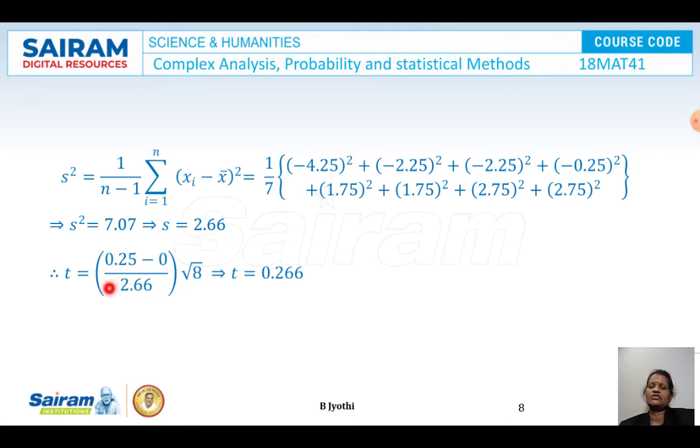Now let us substitute in the formula of t, which gives us 0.25 minus 0 divided by 2.66 into root of 8. That is, t value is equal to 0.266. This is the value we are getting for the t.